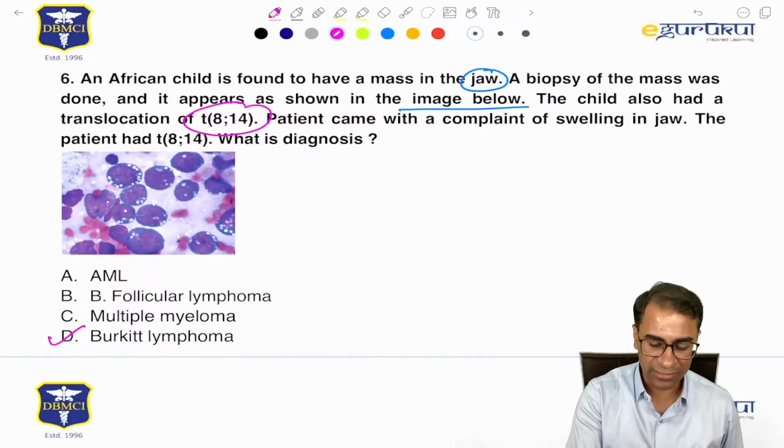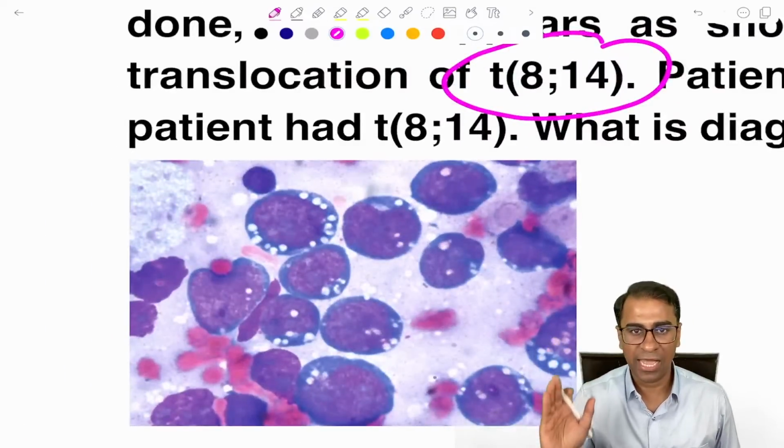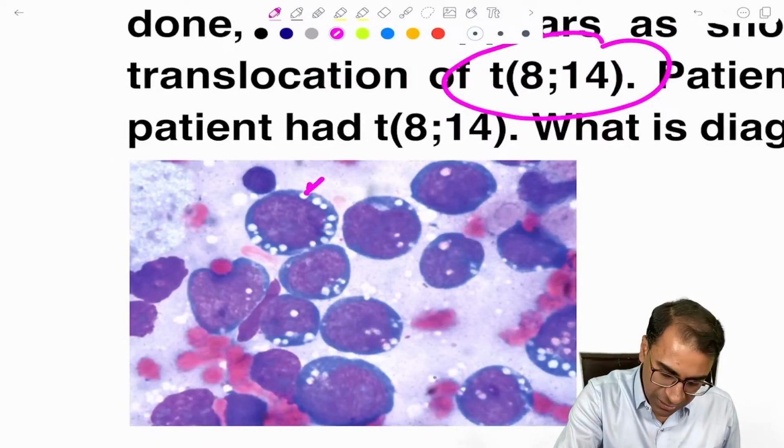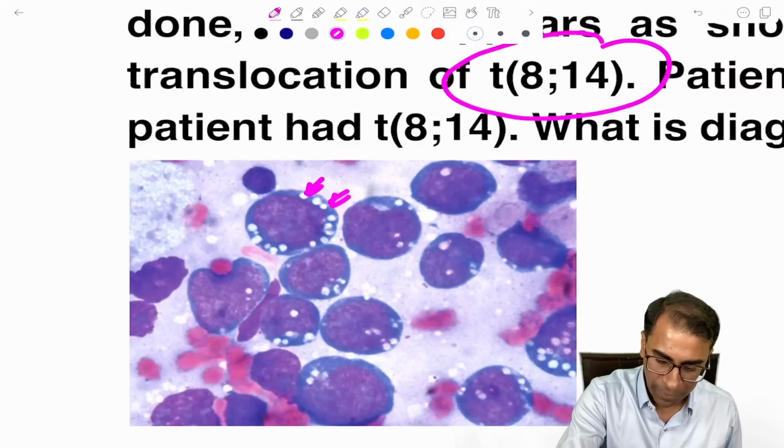So what you see in this case, this is not actually a starry sky appearance. Woh nahi hai. So these are what? These are the vacuoles, the cytoplasmic vacuoles.